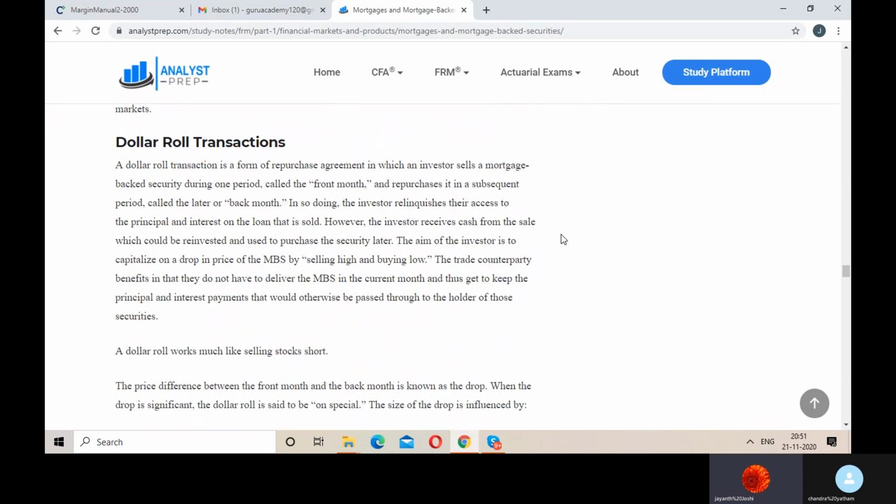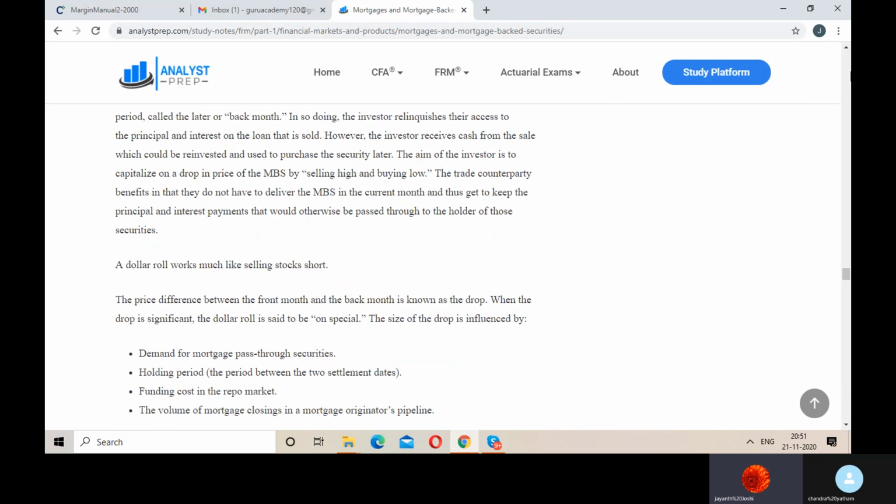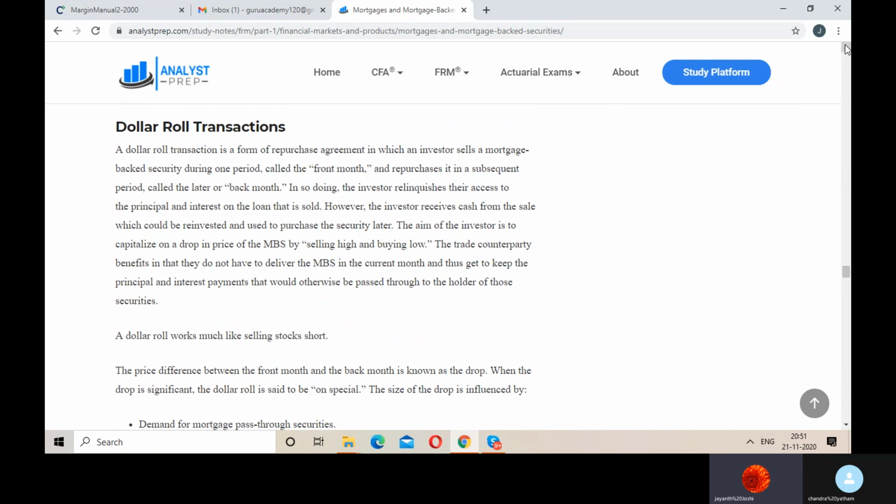If I go through the practical question rather than this theory, you will understand in a better way, Chandra. Okay, shall we do the practical question? Yes, sir.